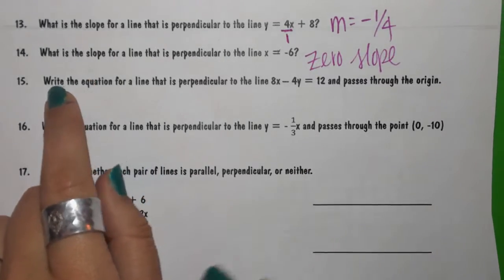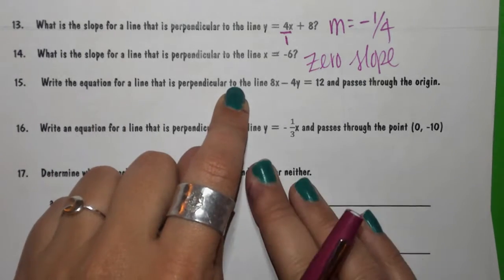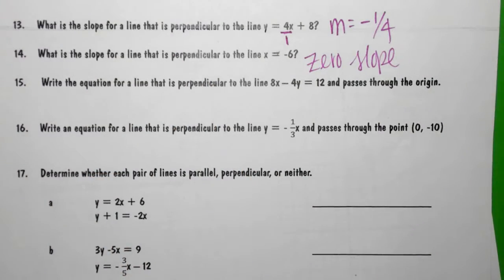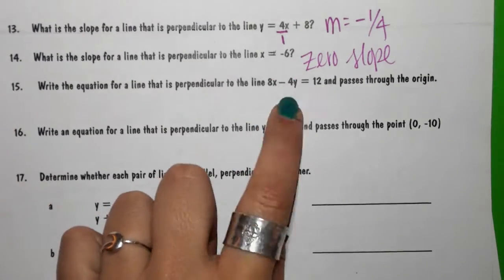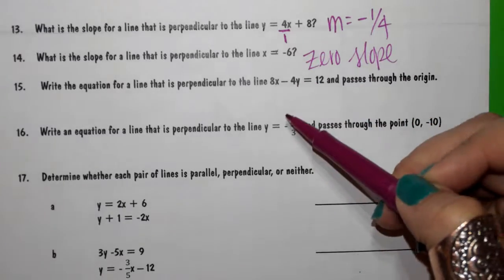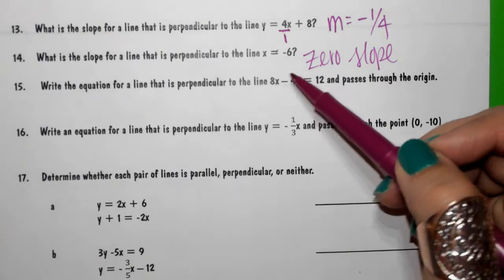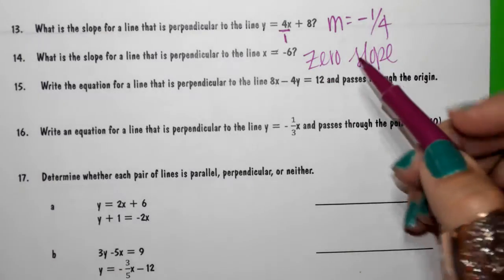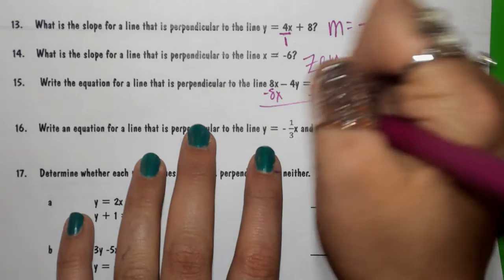Alright, for number 15, write the equation for a line that is perpendicular. Now, we're writing the equation for the line, which means that we need to know what the slope is. So can you guys tell me what I would need to solve first? I need to solve for y. How do I get y by itself? What do I have to move first? Subtract 8x. Alright, everybody subtract 8x.